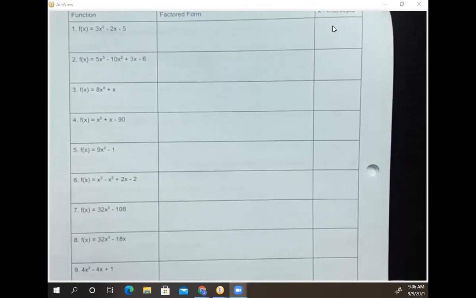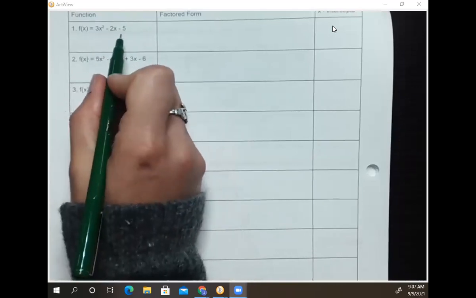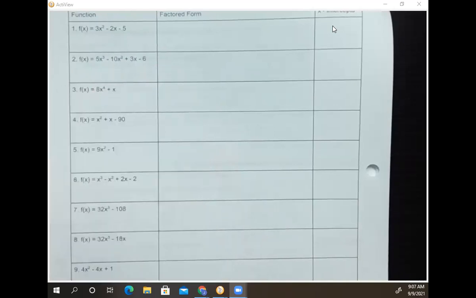So if we start with number 1 up at the top, what's the first thing I always want to look for when I'm factoring? Very first step, no matter what kind of problem it is. Look for a greatest common factor. Do I have a GCF here? No, I don't have any factors common to all of those terms. There's no GCF for me to pull out. So now I'm going to look at how many terms I have. How many pieces are there here? 3. So what strategy am I going to use if I have 3 terms?